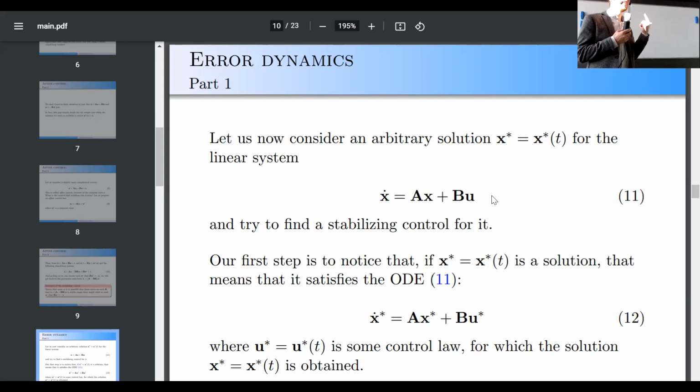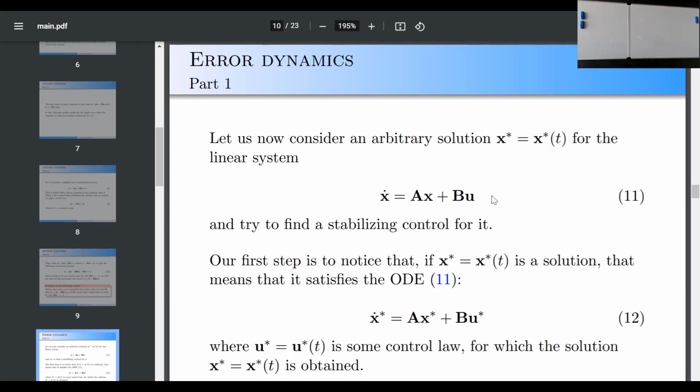What we mean when we say x star is a solution is that there exists some u star which, when you substitute into the equation, gives some initial condition for which x star will be a solution. Okay? So when we say x star is a solution for this equation, it means there exists some initial condition and control that will make it a solution. Okay, good. Now, x star is a solution, and what I want is for you to find the control u, a control law that would make it stable.